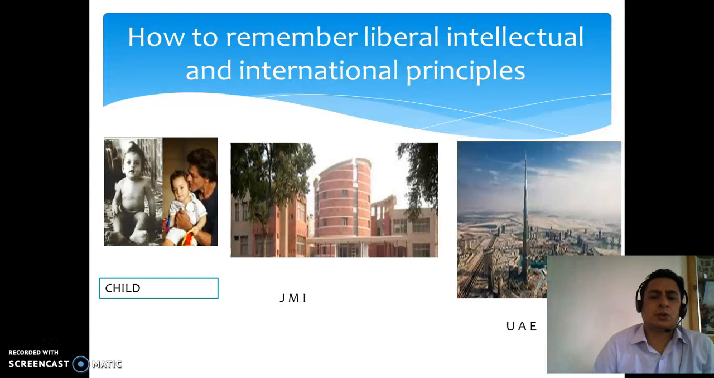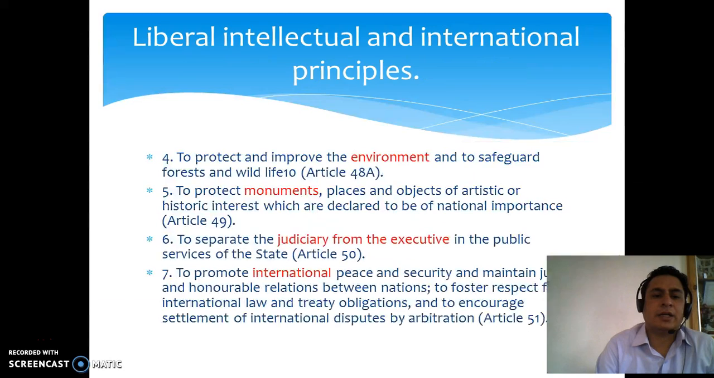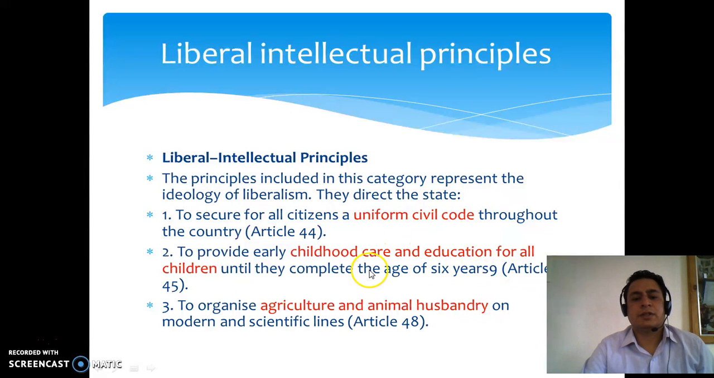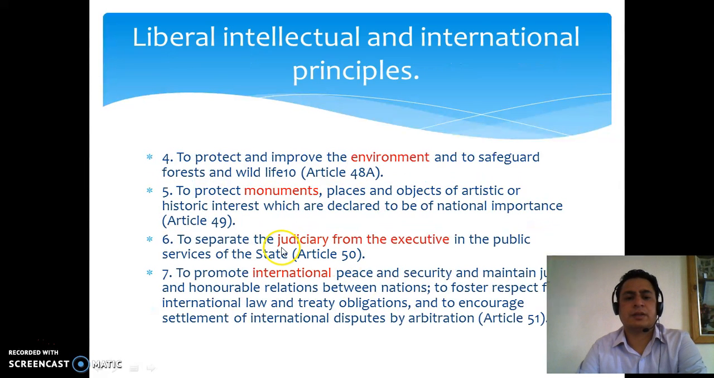रिमेंबर दिस पिक्टोरियल डायग्राम। यहाँ पर आप एक चाइल्ड देख रहे हैं, वो चाइल्ड जामिया मिलिया इस्लामी जो कि यूनिवर्सिटी न्यू दिल्ली में है वहां पे जाता है और वहां से निकल के फिर वो यूएई जाता है. अगर आप ये स्टोरी याद रखते हैं ये सारी आर्टिकल्स आपको याद रहेंगे. चाइल्ड से आपको याद आएगा दैट देयर इज द चाइल्डहुड एंड अर्ली एजुकेशन एंड केयर फॉर ऑल, राइट. फिर जे से आपको याद आएगा दैट जे इज फॉर जुडिशरी, सेपरेशन ऑफ जुडिशरी फ्रॉम एग्जीक्यूटिव, राइट. इसी तरीके से एम से आपको याद आएगा मॉन्यूमेंट्स की प्रोटेक्शन, ठीक है.